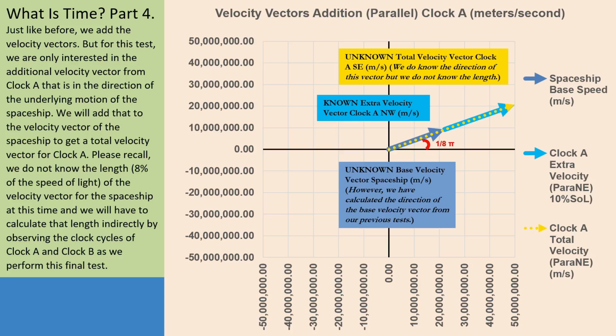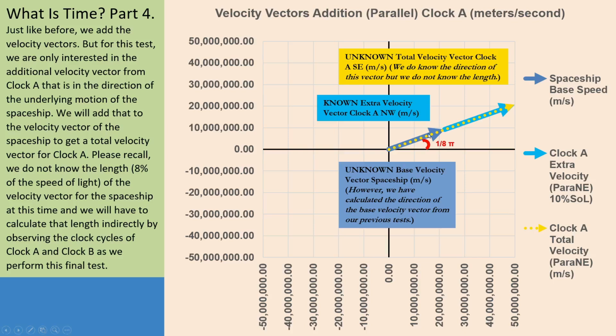Please recall we do not know the length, 8% of the speed of light, of the velocity vector for the spaceship at this time, and we will have to calculate that length indirectly by observing the clock cycles of clock A and clock B as we perform this final test.